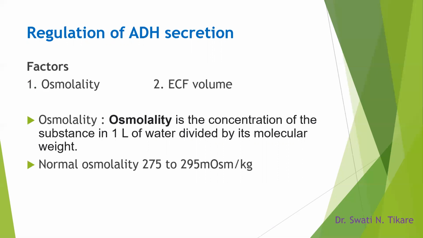So how much is the normal osmolality of the plasma? It is between 275 to 295 milliosmoles. Now, if it is less than this, less than 275, we say that it is hypoosmolality. And if it is more than 295, we say that the fluid has become hyperosmolality. So hypo and hyper. Once we know this, let's see how osmolality affects the ADH secretion.